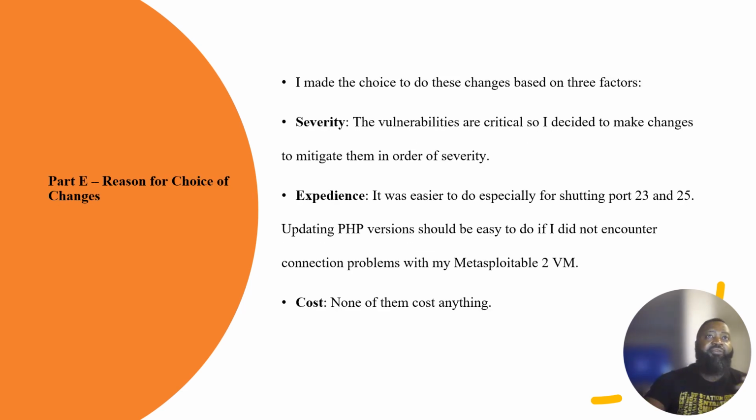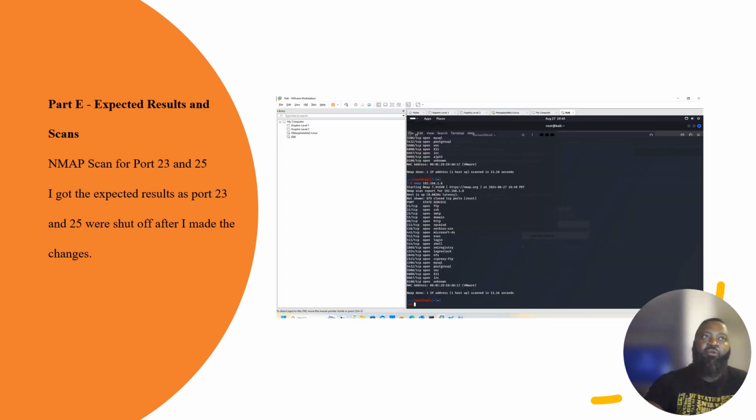The reason I made the choices for these mitigation techniques was for three reasons: severity, experience, and cost. First of all, severity. Most of the vulnerabilities were declared critical. For experience, commenting out telnet for port 23 was easy to do. Updating the PHP version should be easy to do once you connect to the internet. And the last was cost. None of them cost anything, it just cost me my time. That was it. And now let's look at this.